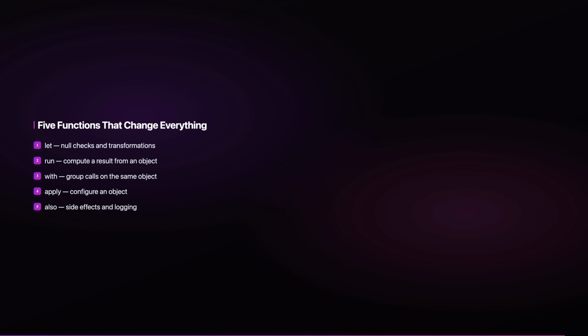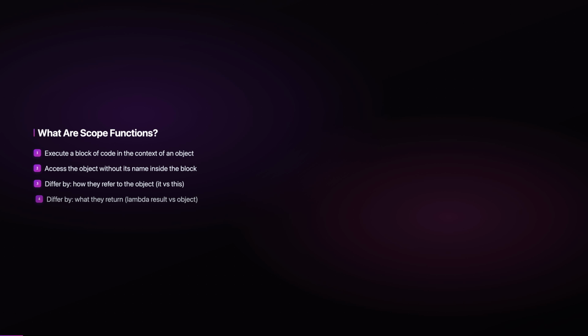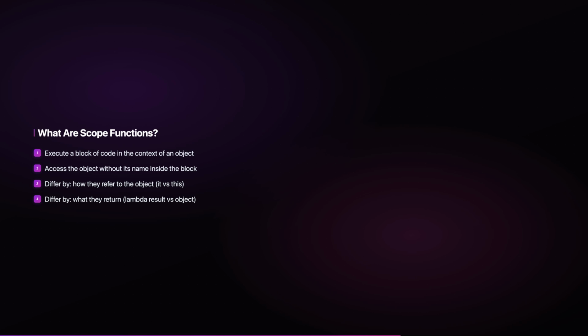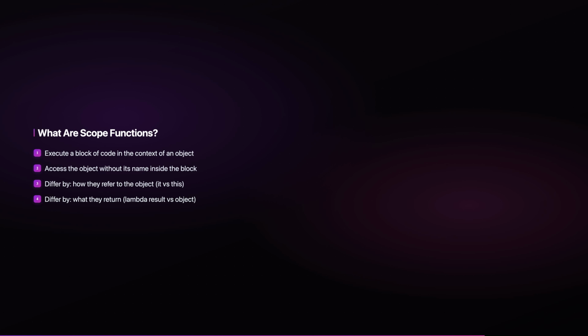Let's get started. So what is a scope function? A scope function takes an object and executes a block of code in its context. Inside the block, you can access the object without typing its name. All 5 scope functions differ in 2 important ways. First, how they refer to the object, either as it or as this. Second, what they return, either the lambda result or the object itself. Understanding these 2 differences is the key to choosing the right one.